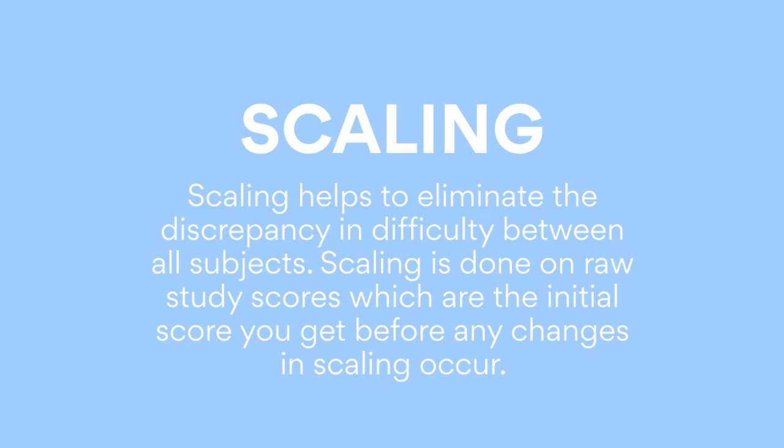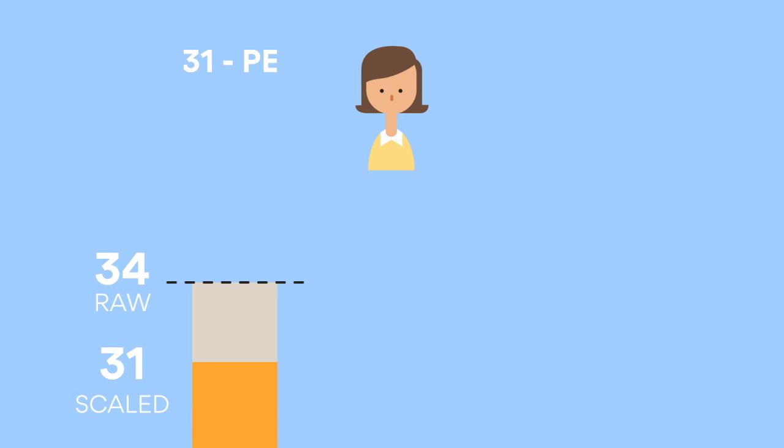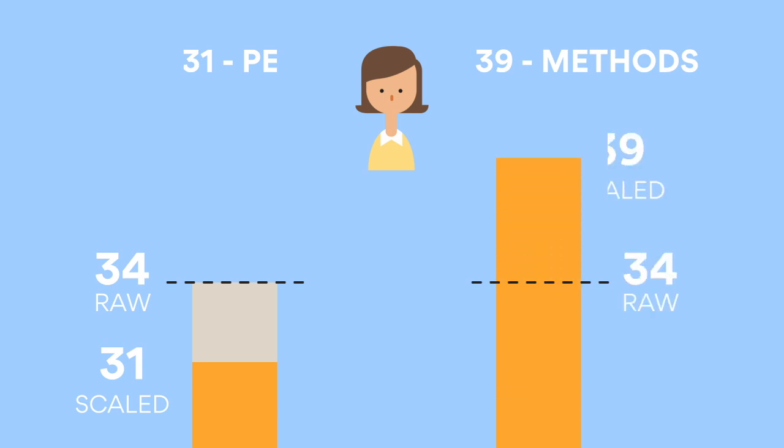Scaling is done on raw study scores, which are the initial score you get before any changes in scaling occur. Going back to our student who got a scaled study score of 31 in PE. Their raw study score was 34 and it was scaled down to 31. They also received a scaled study score of 39 in methods. Their raw study score was also 34, but it was scaled up 5 marks.